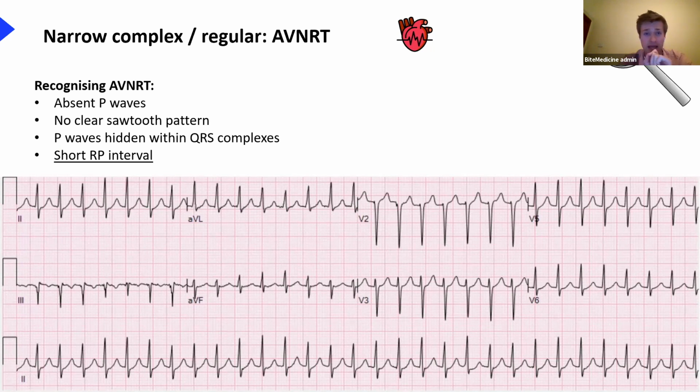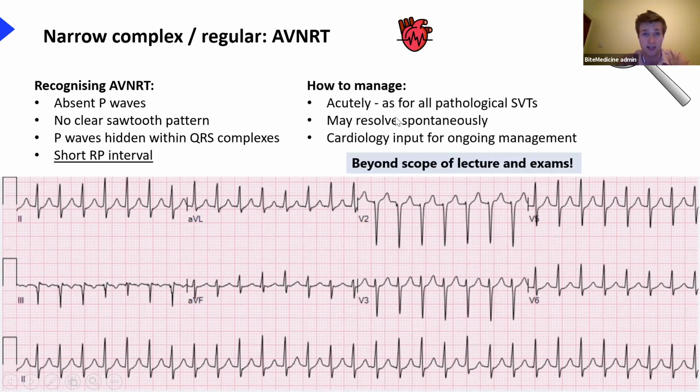So they tend to be hidden within the QRS complex or just after them, which is why you get this short RP interval. So for example, if you guys can see my mouse here over AVL, it might just be just after the QRS complex, you get a P wave because it's premature. It's not in keeping with how it should normally be. And as a result, you have a short RP interval. And you know, these cardiologists, they love all this stuff. But for you guys, it's kind of beyond the scope of what's expected, you know, at med school level.